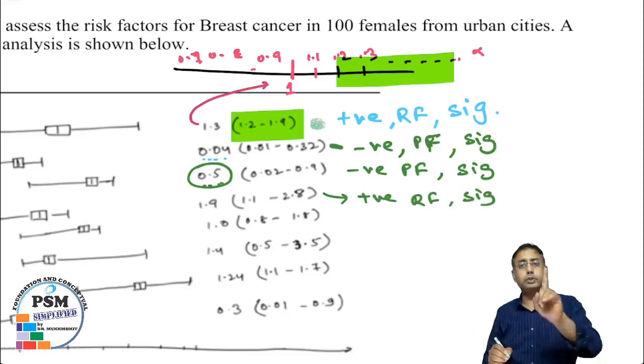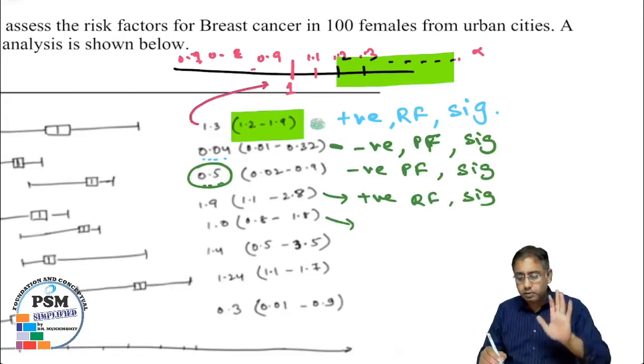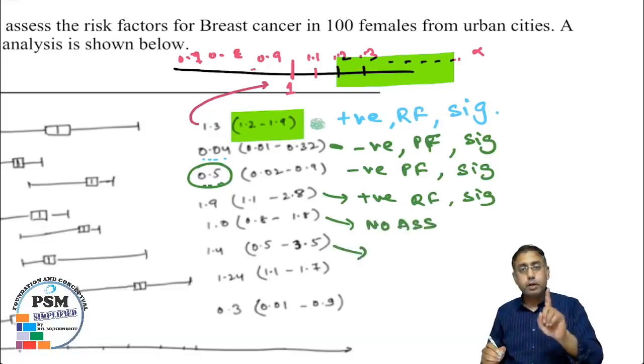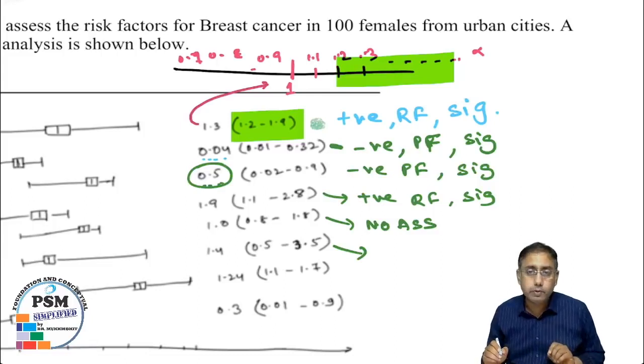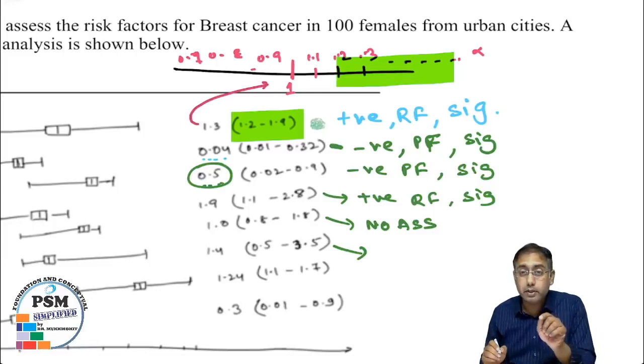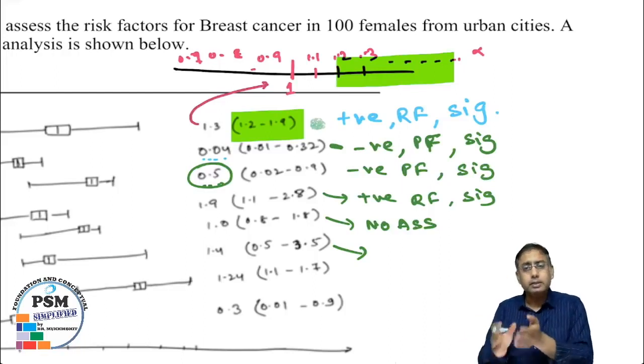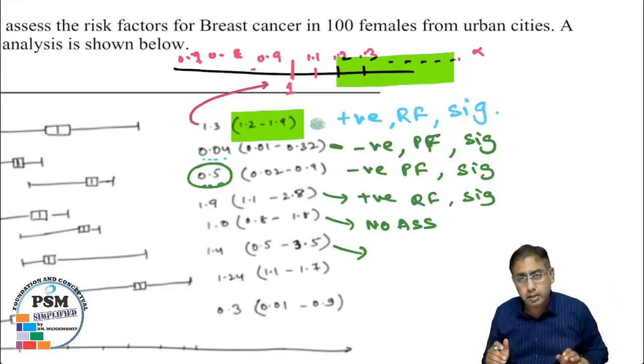Next, the odds ratio is 1. So obviously this odds ratio means no association. Next, the odds ratio is 1.4, but now look at the confidence interval range. It ranges from 0.5 to 3.5. Sometimes it is 0.5, protective factor. Sometimes it is 1, no association. Sometimes it is positive, that is risk factor.